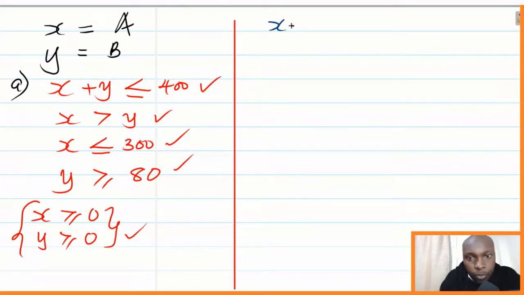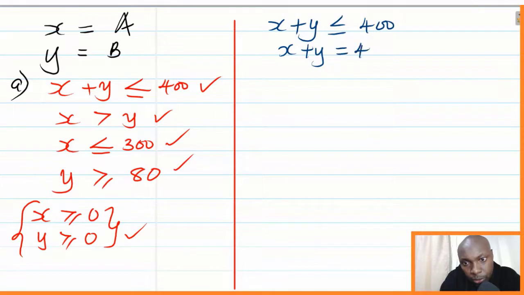So the first one is x plus y is less than or equal to 400. The line that you're going to draw is x plus y equals 400. That is the line that you're going to draw. And to draw this line, we need at least 2 points. 2 points are okay. That one can be used for confirmation.